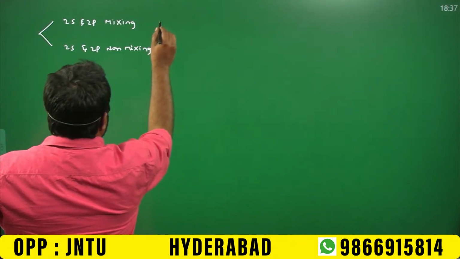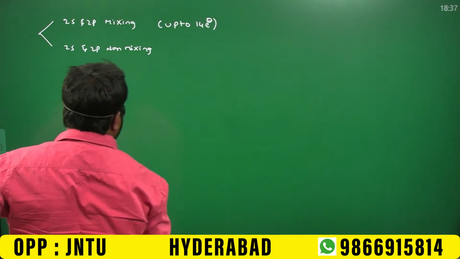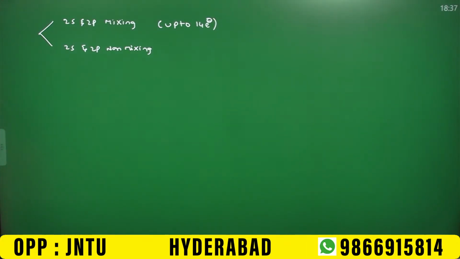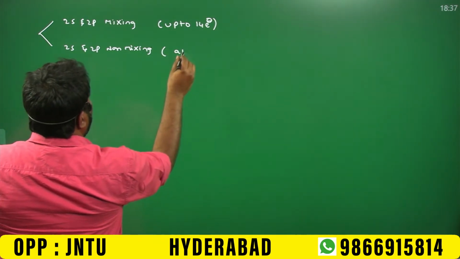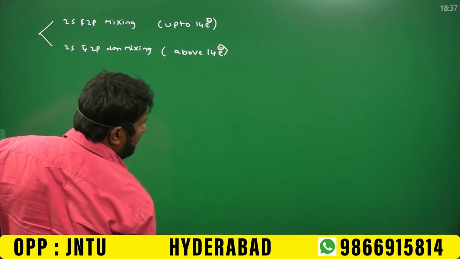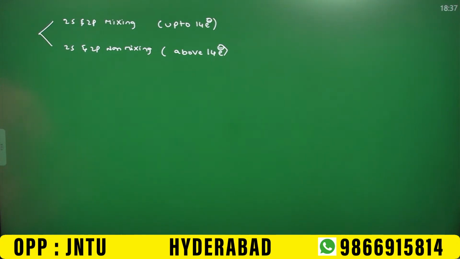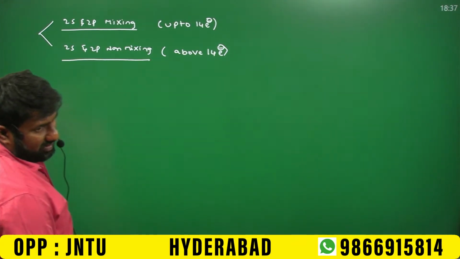2s 2p mixing is also said to be up to 14 electrons. Up to how many electrons you need to take this particular system? Up to 14 electrons. While coming for the 2s and 2p non-mixing, we can take the molecule which contains electrons more than 14. So we are going to use above 14 electron system as well as up to 14 electron system. అరే ఇది గుర్తుపెట్టుకోవాలి జాగ్రత్తగా. 2s and 2p mixing, 2s and 2p non-mixing.